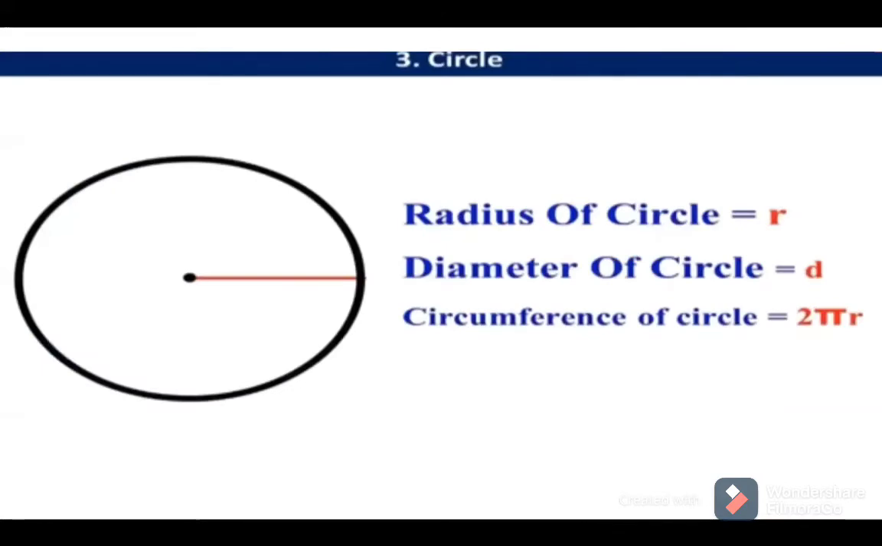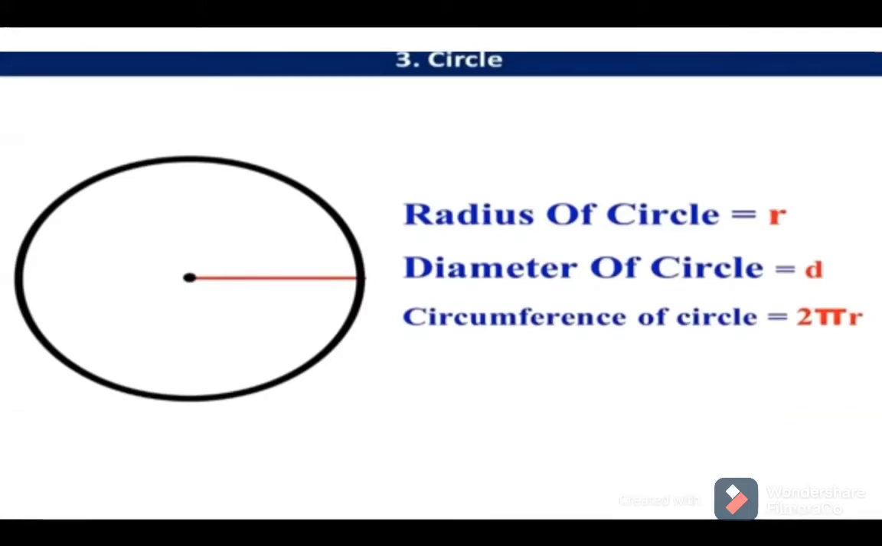Now let's study the third topic, that is circle. Radius of circle we are denoting by using the letter small r. Diameter of circle we are using small d. And circumference of a circle. To find out circumference of a circle, there are two formulas. First one is 2 pi r or pi d.